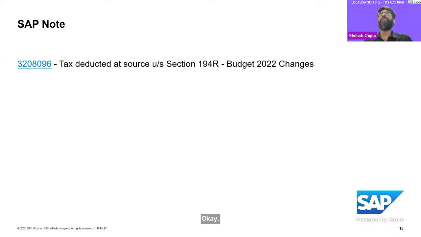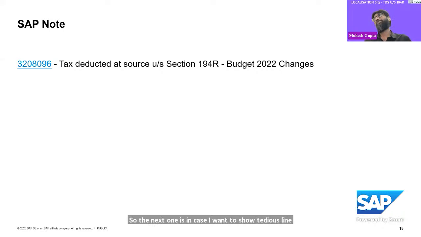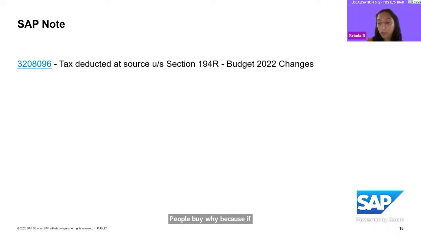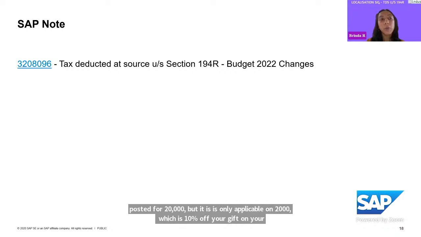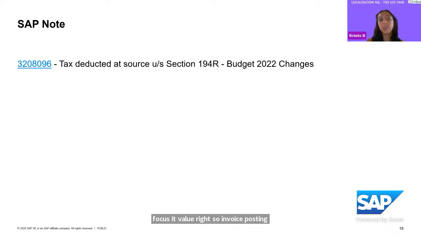So the next one is, in case I want to show TDS line item in invoice, how do we have to post it? The current 194R solution ideally will not be used in the standard invoice posting. It has to be done through this JV posting. Why? I'll tell you why. If the gift amount is 20,000, then invoice will be posted for 20,000. But TDS is only applicable on 2,000, which is 10% of your gift or your perquisite value, right? So invoice posting ideally will not work in a case like this, because TDS is only applicable at 10% on the benefit or the perquisite amount.